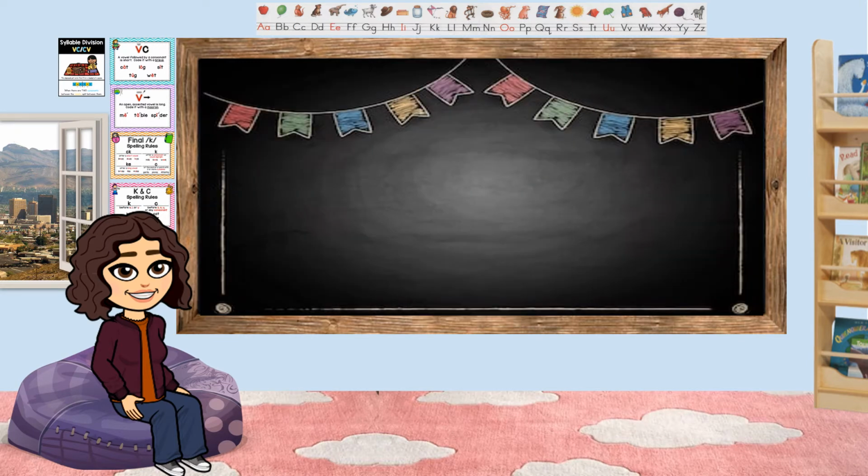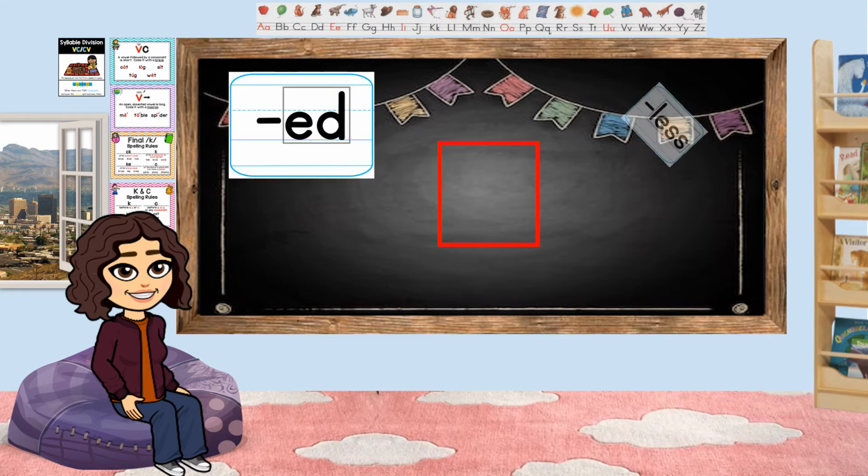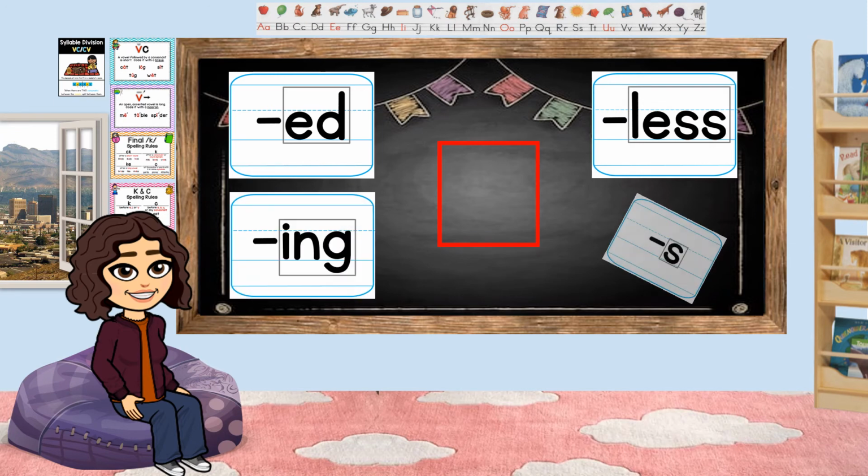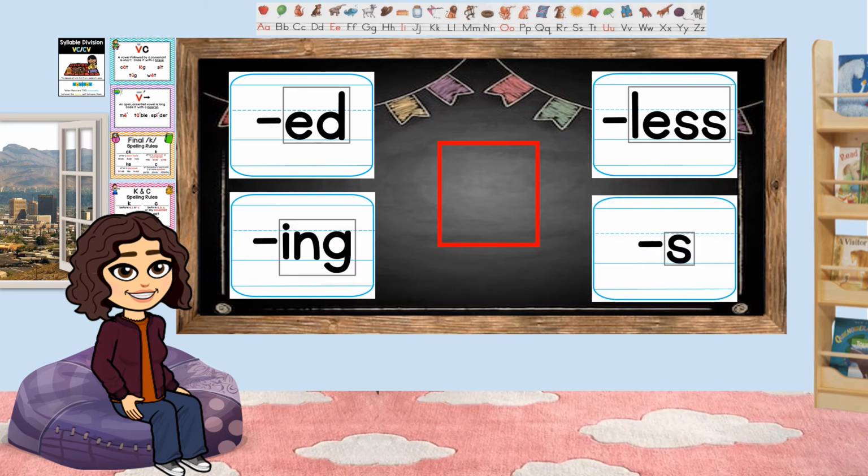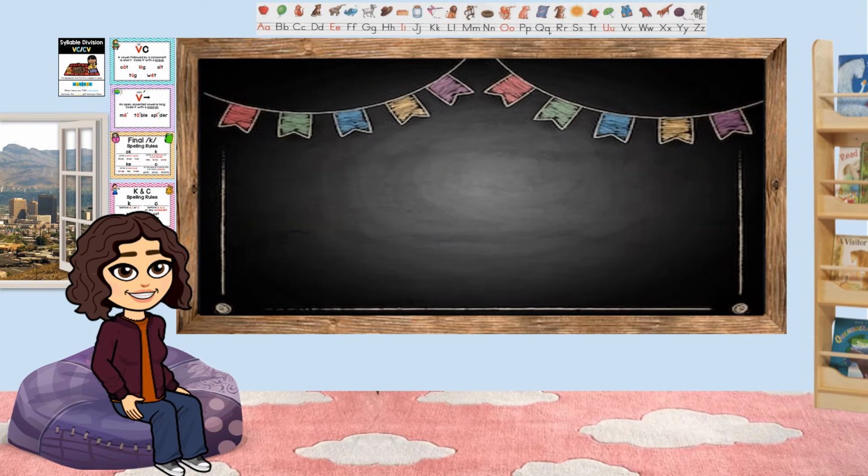How do we code suffixes? We box them in. And so far we've learned about suffix ed, suffix less, suffix ing, and suffix s. How do we code y's that sound like I? We code them with a dot and a macron.